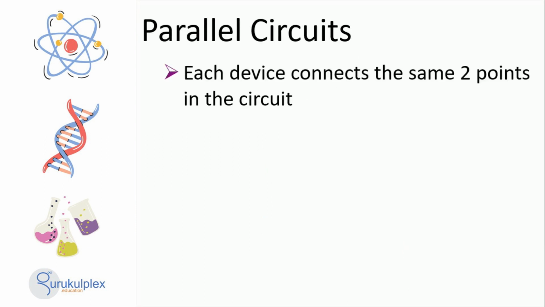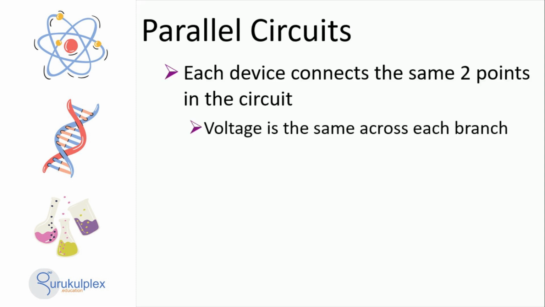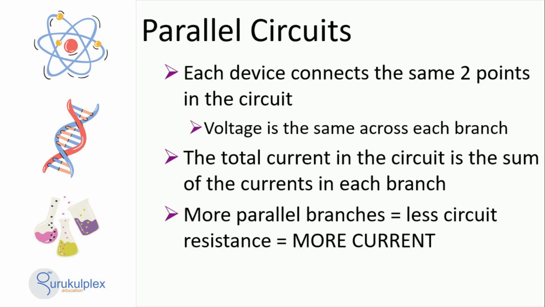A parallel circuit has devices connected between the same 2 points. Unlike series circuits, where devices are connected one after the other, the voltage across each branch in a parallel circuit is the same. The total current in the circuit is determined by the addition of the current in each branch. As the number of branches increases, the resistance in the circuit decreases, which results in a greater total current.